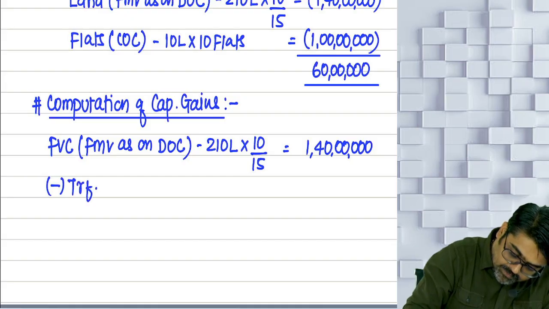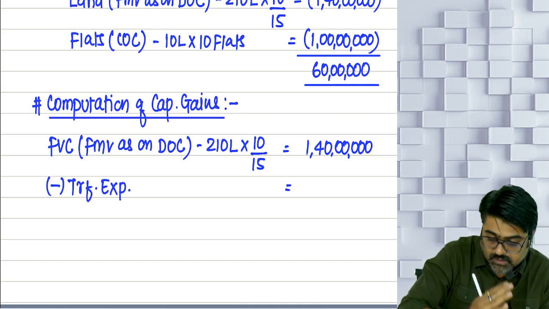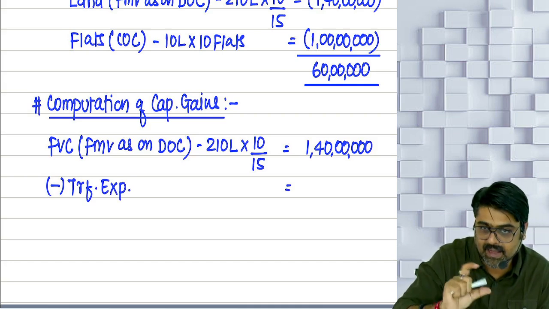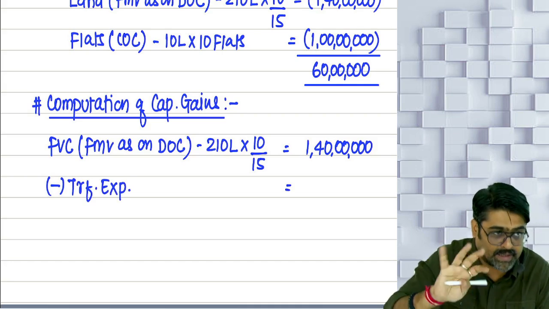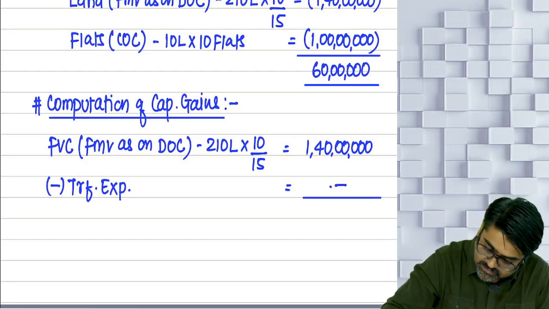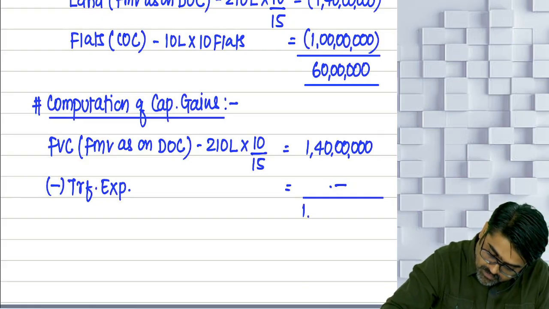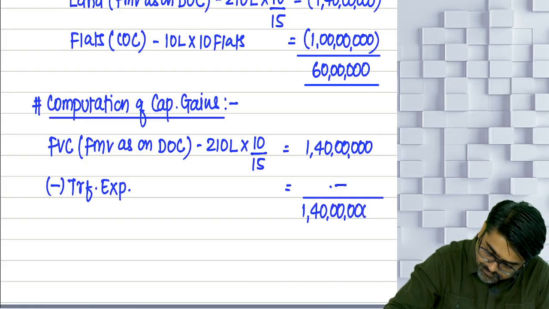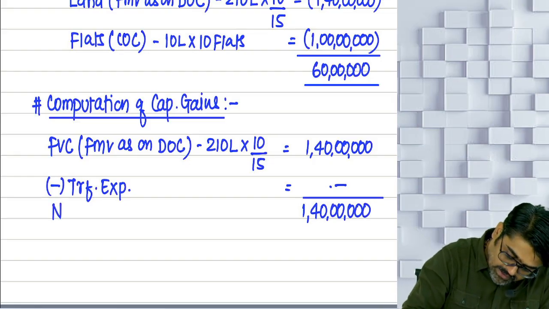Minus, was there any expenditure incurred on conversion? Land was converted into stock in trade. At the time of conversion, at the time of transfer, any expenditure was incurred? No. So the net consideration will be 1 crore 40 lakhs. This will be my net consideration.